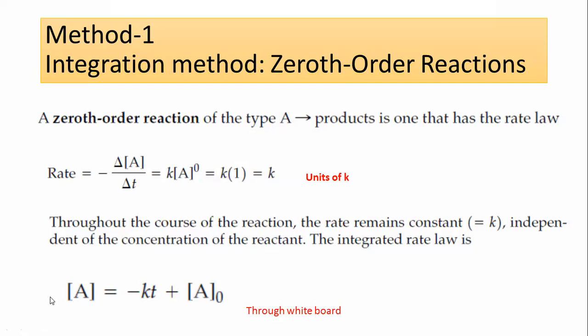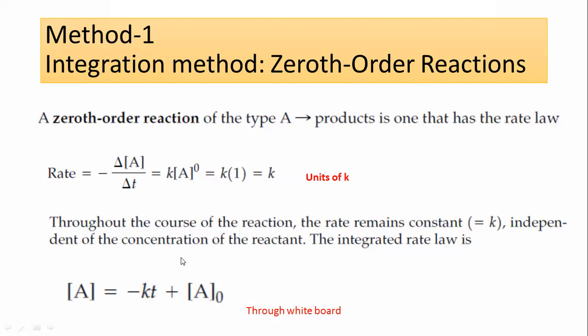So again, this is the concentration of A at time t. This is the concentration of A at time 0. And this is the rate constant. Here you can say this is the rate constant for the zero order reaction. So now you can differentiate the rate constant by labeling it with the order of reaction, because this equation is only for the zero order reaction, and that's why this rate constant will be for the zero order reaction, and t is the time.